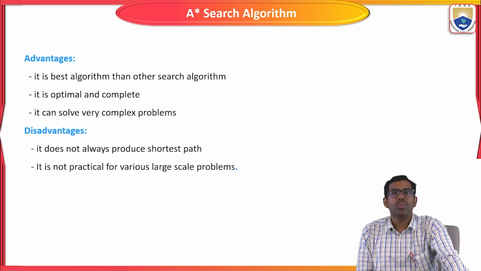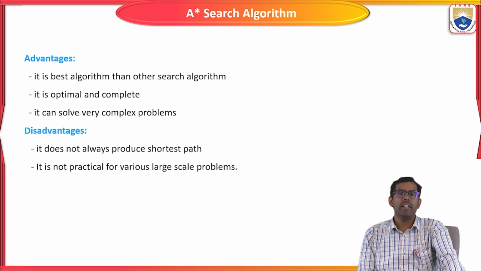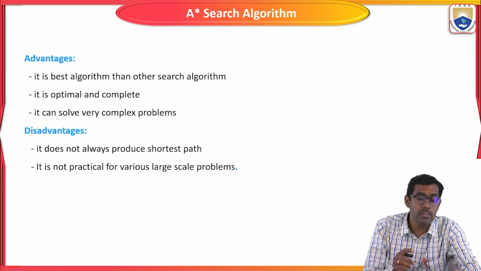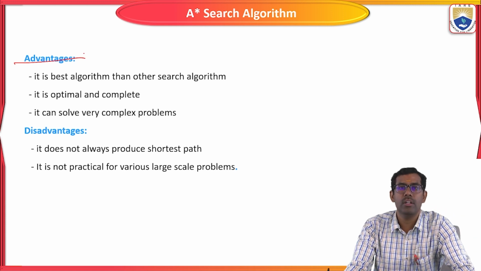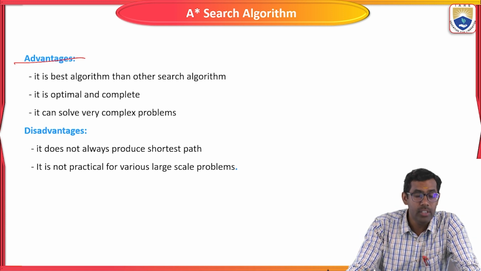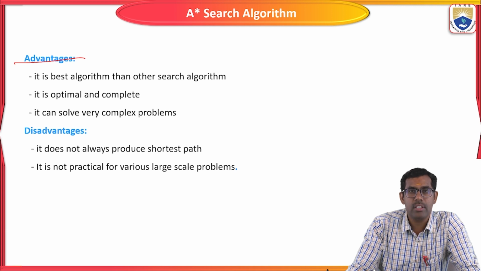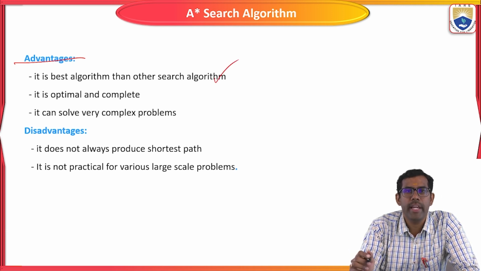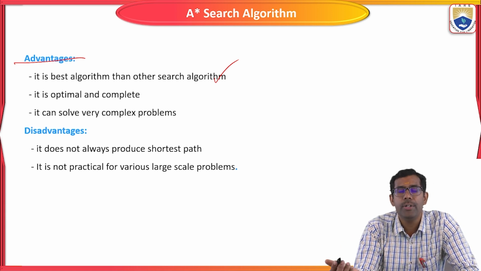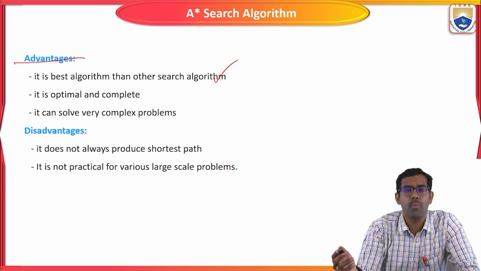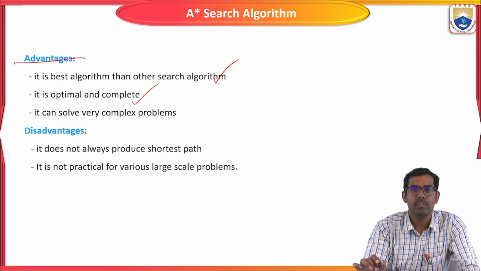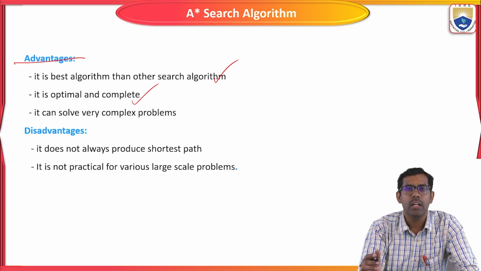The next one is the advantages and disadvantages of using the A* search algorithm. What are the advantages of using the A* algorithm to find the shortest path for a given graph? It is a better algorithm than other search algorithms. We can say that A* search algorithm is the best algorithm comparatively. Why? Because it will produce the optimal solution, the best solution, and it is complete.